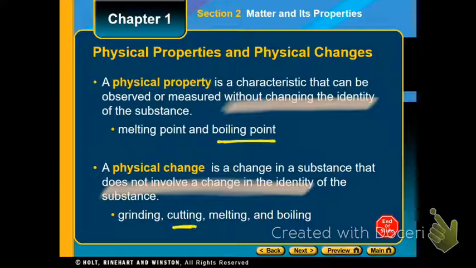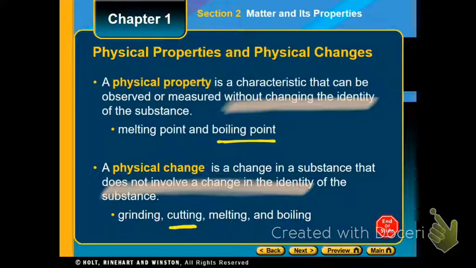Cutting, that's a physical change. That's really easy. If I take a piece of chalk and I break that piece of chalk in half, now I have two pieces of chalk. Both of them would write on a chalkboard just the same. They're just smaller now. So physical properties and changes will not change the identity of your substance while you are observing those.